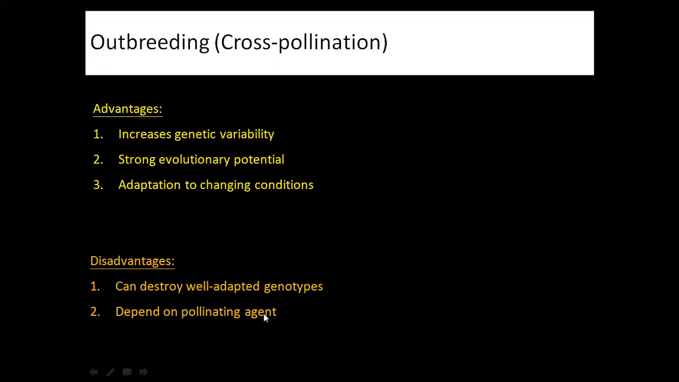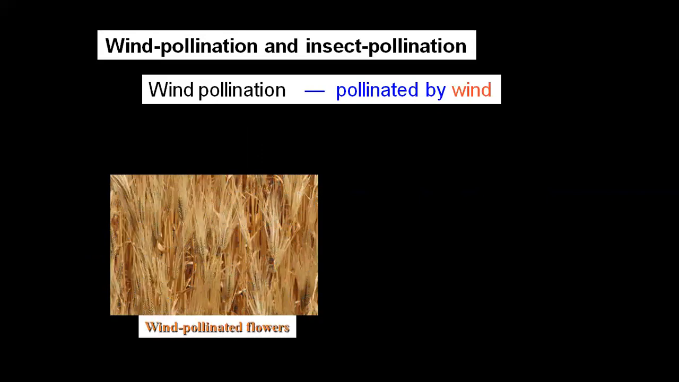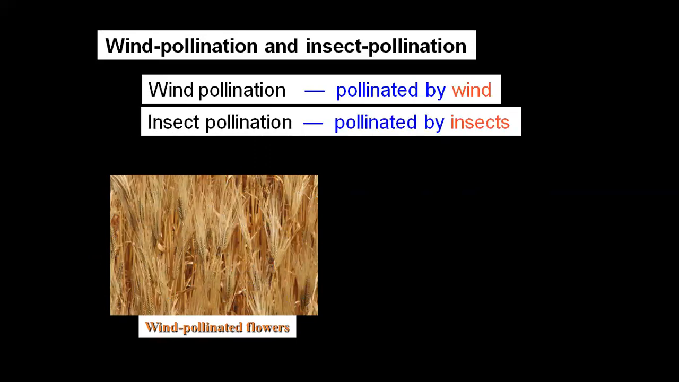It depends on a pollinating agent. Since it is happening between two different plants, they need wind or insects to transfer the pollen grain from one plant to another plant. Wind pollination happens by wind. Another one we have is insect pollination, which is brought about by insects.